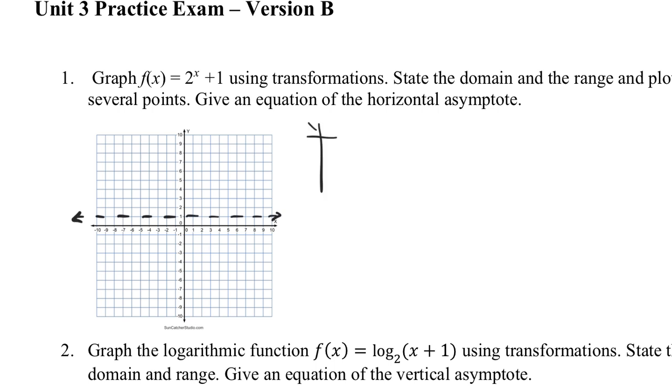And then we need to find the y-intercept by plugging in a 0 for x. 2 to the 0 power is 1. 1 plus 1 is 2. So (0, 2). And then the last thing you need to do is just plot some additional points. So I'm going to let x equal 1. 2 to the first power is 2. 2 plus 1 is 3. And then when x equals 2, 2 squared is 4. 4 plus 1 is 5.